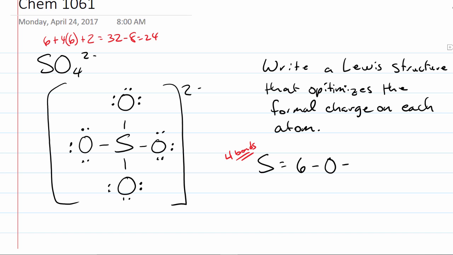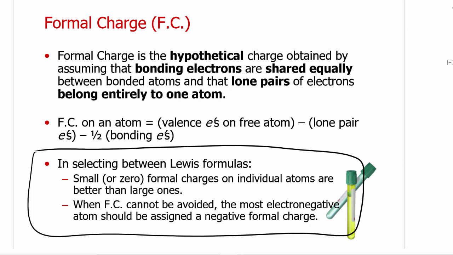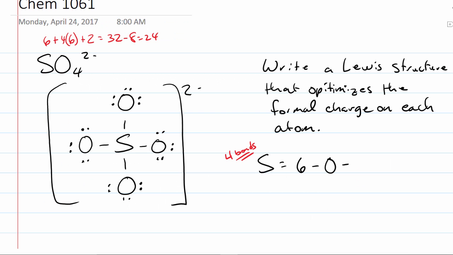And then the next thing we do is subtract 1/2 of the bonding electrons. We subtract 1/2 of the bonding electrons because we assume that the bonding electrons are shared equally between the bonded atoms. So what that means is that if we're looking at this bond right here, 1 electron belongs to the sulfur, 1 to the oxygen. 1 to the sulfur, 1 to the oxygen, for each of the bonds.